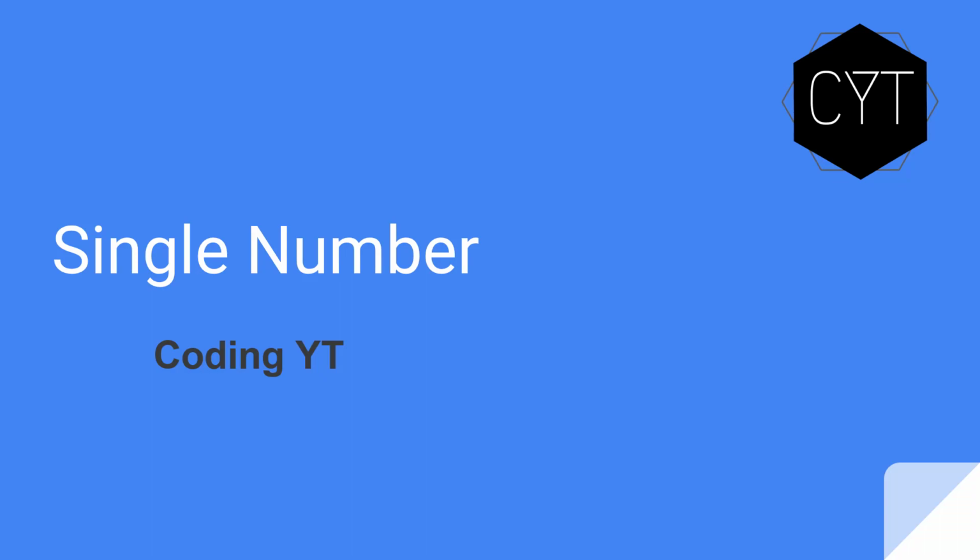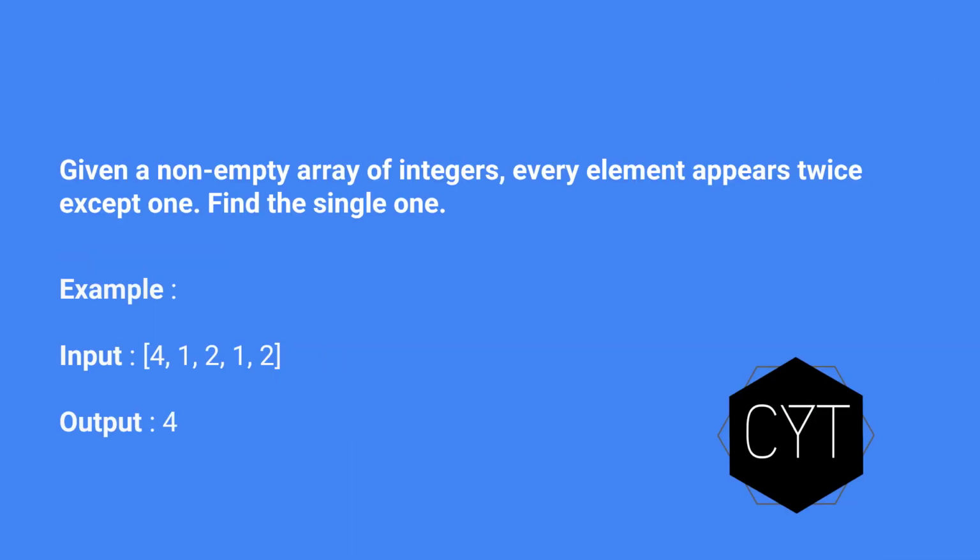Hey guys, in this video we are going to discuss a Leetcode problem. The problem name is Single Number. Going to the problem statement, it is said that we are given a non-empty array of integers and every element appears twice except one, and we have to find that single one, that number which appears only once.